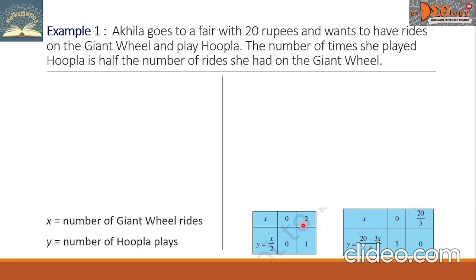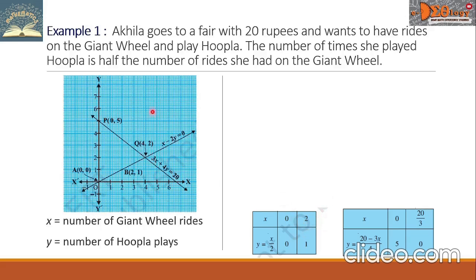From here, we're going to connect the 2 points respectively to form the 2 lines. These are now the 2 lines. This is our line 1. This is y equals x over 2. But when we simplify that, it is equal to x minus 2y equals 0. This is the second line. This is the line 3x plus 4y equals 20.